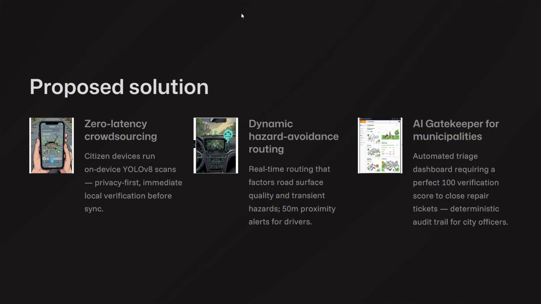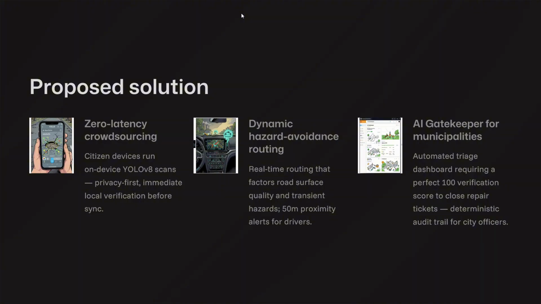Now that score, along with the GPS location, goes to the cloud, and it does two jobs at the same time. One, it warns the driver, it gives them the route that has the least number of hazards, and also a 50-meter proximity alert before a pothole. And two, it helps the officers, they get a live dashboard.